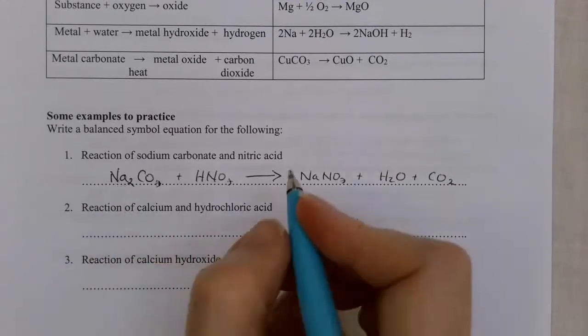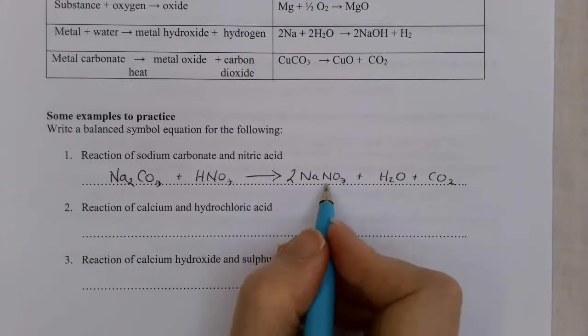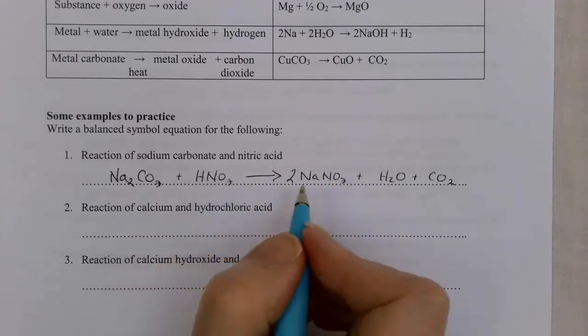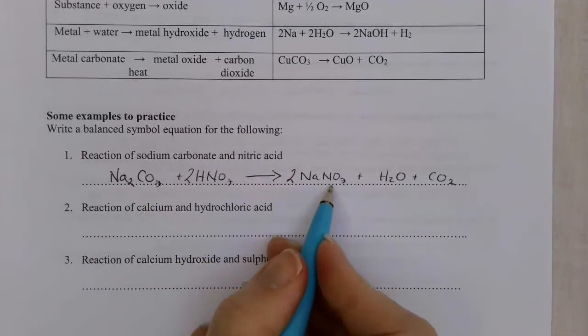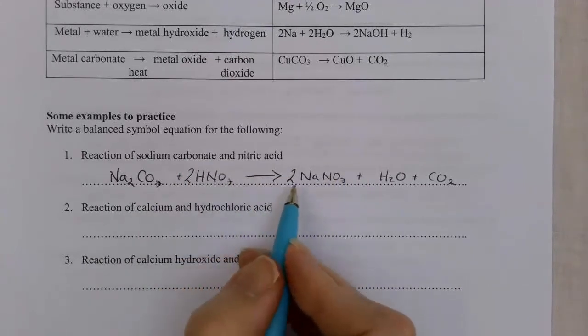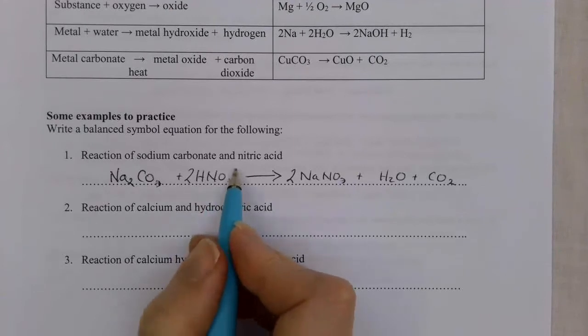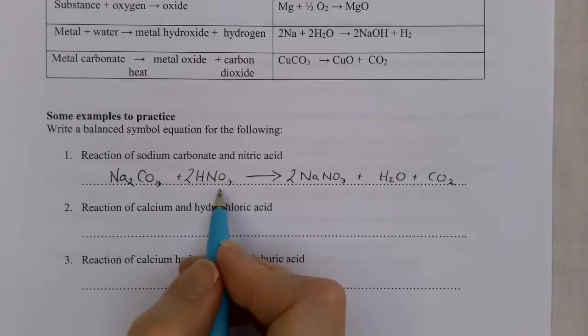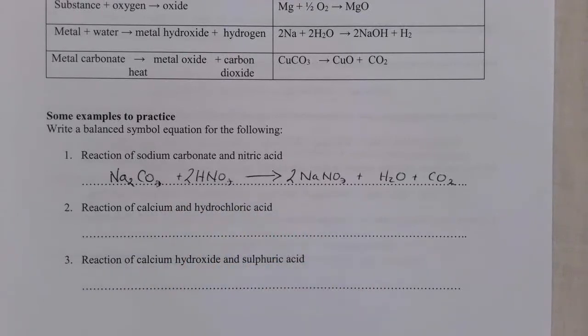Well, I've got 2 sodiums on this side, so I need 2 sodiums on that side, and I've got 2 NO3 minuses there, so I need the same there. Where you've got an ion which is not split up, so one of the polyatomics that's not being split up, it's easier to keep it as an NO3 ion rather than a nitrogen and 3 oxygens, because it makes it easier to balance. So now I've got my carbons, my hydrogens, and my oxygens all balanced.